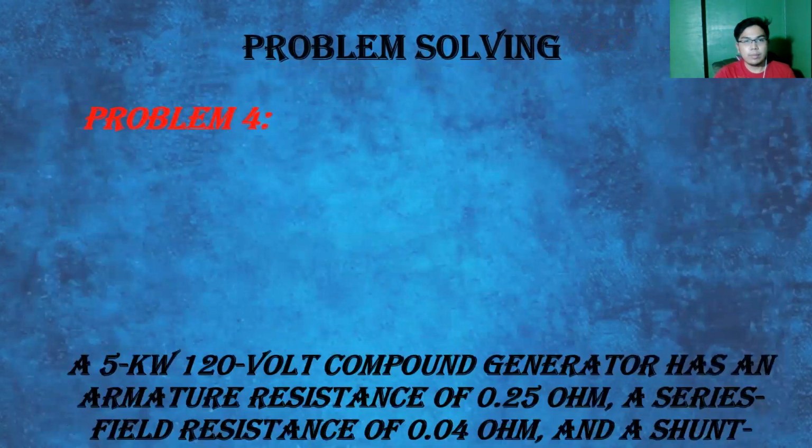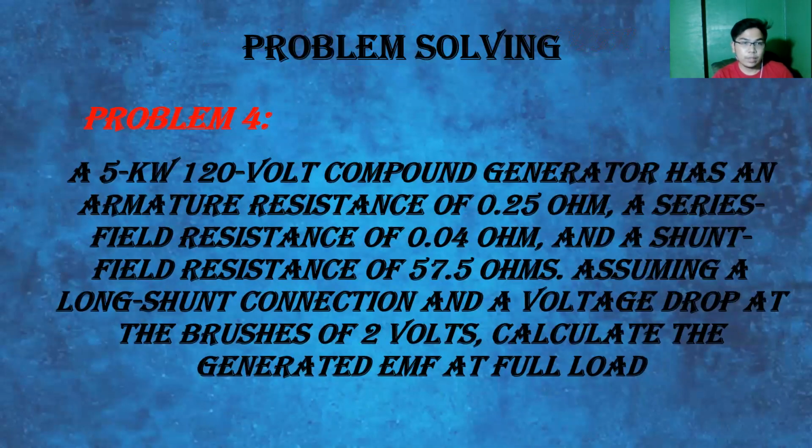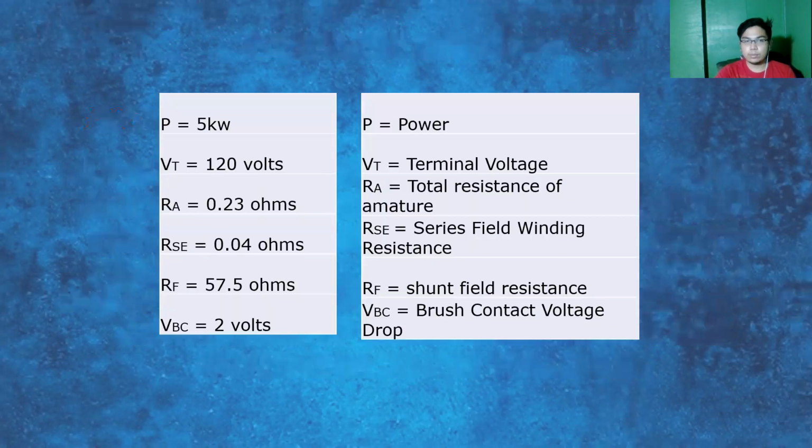Then, yan, problem solving number 4. A 5 kilowatt 120 volts compound generator has an armature resistance of 0.25 ohms, a series field resistance of 0.04 ohms, and a shunt field resistance of 57.5 ohms. Assuming a long shunt connection and a voltage drop at the brushes of 2 volts, calculate the generated EMF at full load.